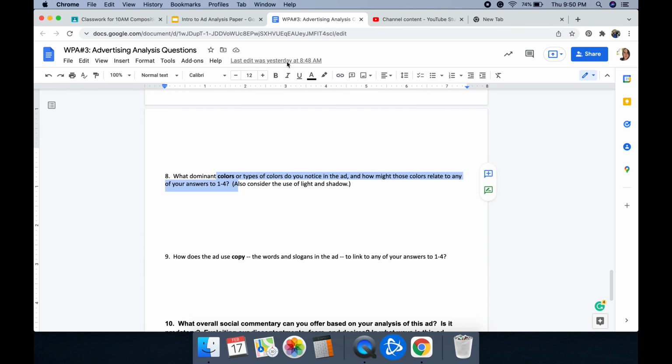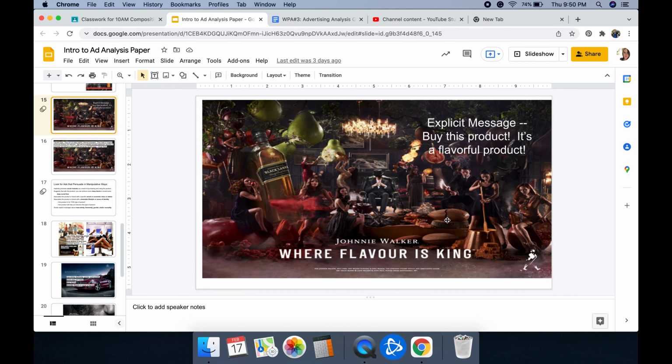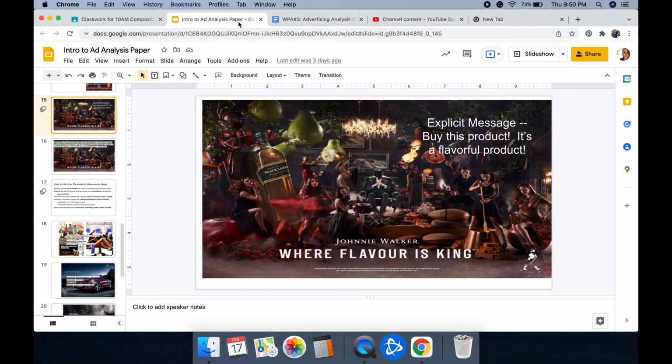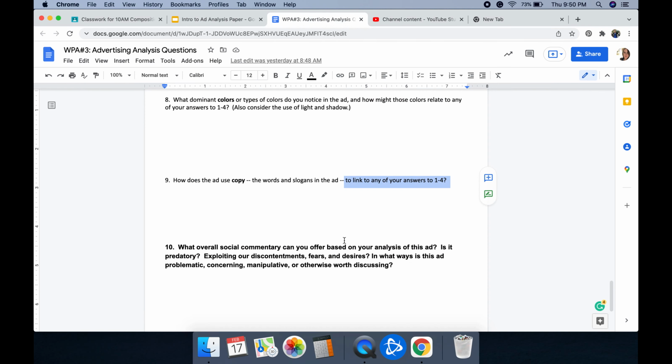Dominant colors. So again, you don't have to list every single color, but I'm noticing a lot of deep reds, mahogany colors, and these rich, very saturated, bold colors I think we associate with royalty, aristocracy, etc. So I could mention those here. The slogan here, and you also want to talk about how the slogan links to the rest of your answers. So the slogan, where flavor is king, I mean king, right? And that to me relates to that aristocratic appeal, the class appeal that's going on in the ad.